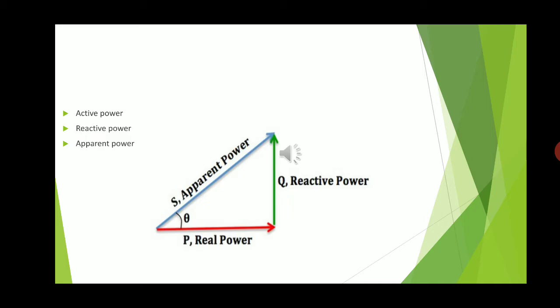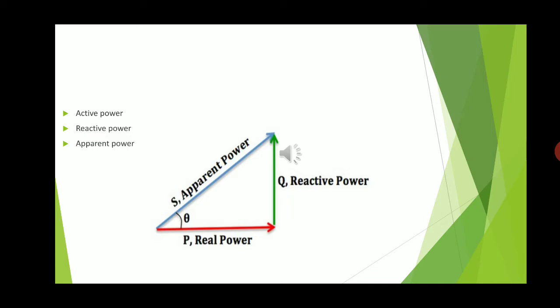And the third one is the reactive power. Reactive power is actually the power that is supplied by the load towards the source. It does not get consumed in the system. It simply flows from load to source, source to load. It does not get consumed in the system. It induces loss in the system.